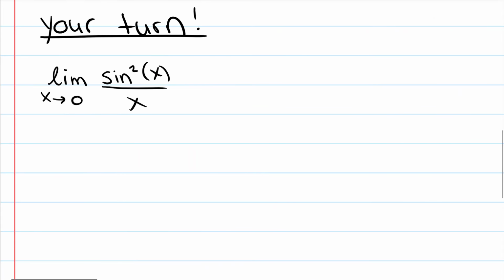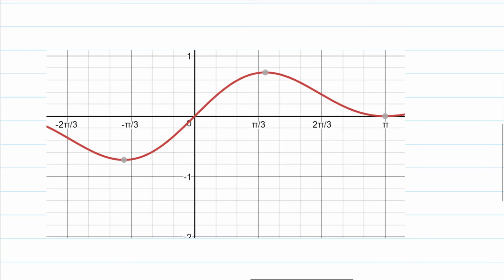So step 1 is we're going to go ahead and look at the graph. Here's the graph of sine squared x divided by x. So we want to look at what happens when x approaches 0. So we follow this graph to when x is 0. And it looks like we arrive at 0. So we should get 0 when we're done.